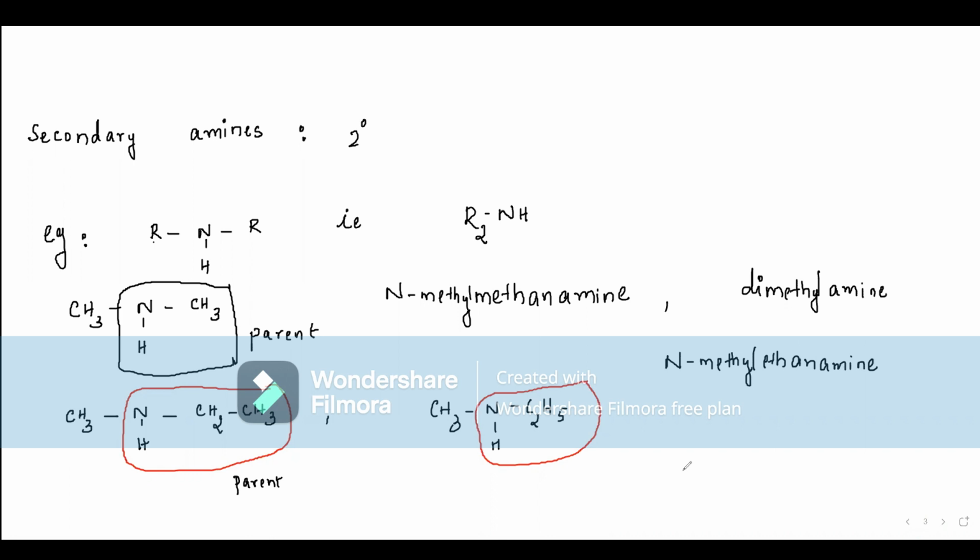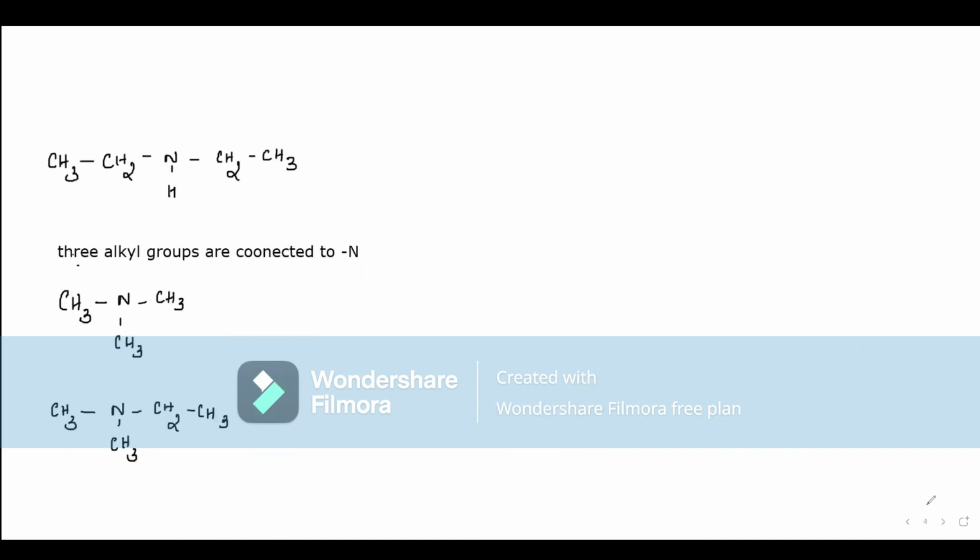Now, in the common system, just name the alkyl groups in alphabetic order. Ethyl, methyl, amine. Ethyl, methyl, amine. Now, instead of this R on any one side, it can be an aryl group. On both the sides also, it can be aryl. So I have already told you, we are not learning the names of all the amines. Instead, we are just learning those amines that we need to know as per the ISA syllabus.